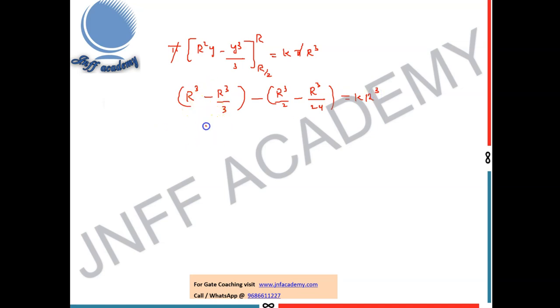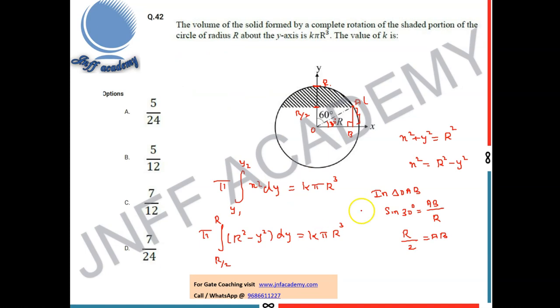This is 3 r cube minus r cube, 2 r cube by 3, minus this, 24 is the LCM. 12 r cube minus 1 r cube, 11 r cube, equal to k r cube. Now you should take 24 LCM, 8 2s are 16 r cube minus 11 r cube equal to k r cube. And this is 5 r cube by 24 equal to k r cube. R cube cancel. K is equal to 5 by 24. So the final answer is option A, that is 5 by 24.